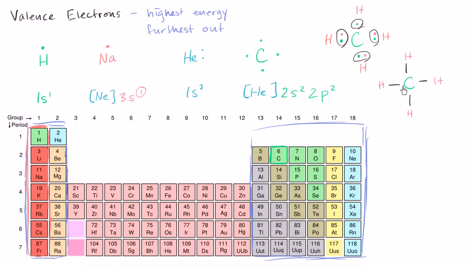So carbon can feel like it has 2, 4, 6, 8 electrons, even though it's sharing them. And each of the hydrogens can feel like they have 2 electrons, which gets it into a more stable state.